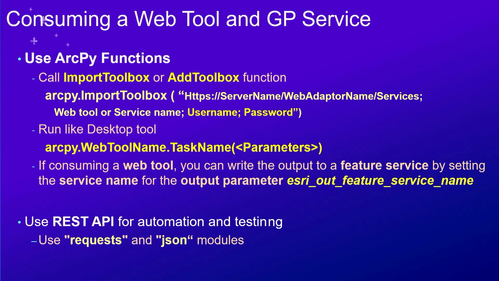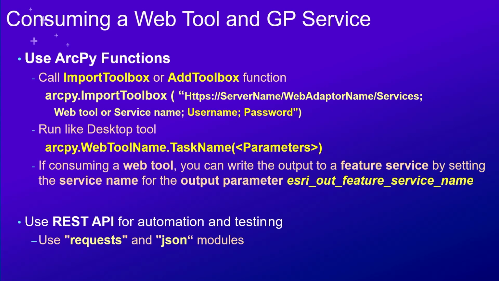Now this is important. When you consume the web tool, at the end of each parameter, we add an extra, and that's available only for output feature. So you can write this output as a feature service that I already showed you from the GUI. And this extra parameter is called Esri_out_feature_service_name. So if you specify a value for this feature service output, you will get the output.